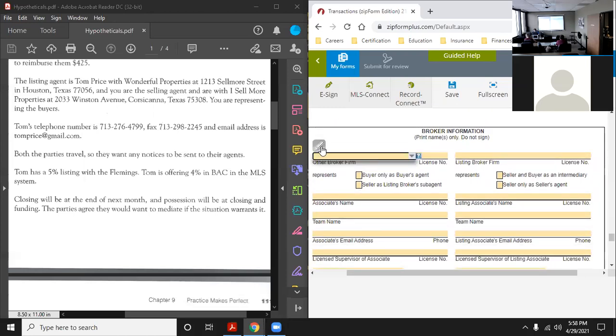And then here for the brokerage firms, that's where you put in this stuff here. So listing broker firm, I'm not going to do all of this because it's repetitive. You don't know the license number. However, you do know that the seller is only the seller's agent and the buyer is the buyer's agent, or the buyer's agent is only representing the buyer. Sorry.